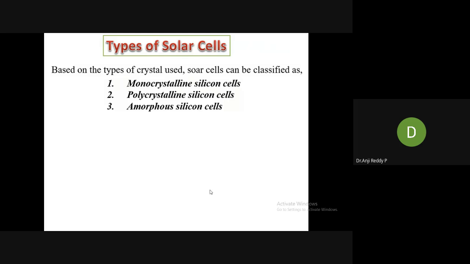First one is the monocrystalline silicon cells. Second one is polycrystalline silicon cells. Third one is the amorphous silicon cells. These are the three types. We have to study one by one. First one, monocrystalline silicon cells.